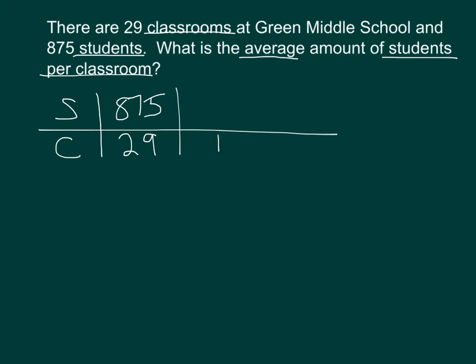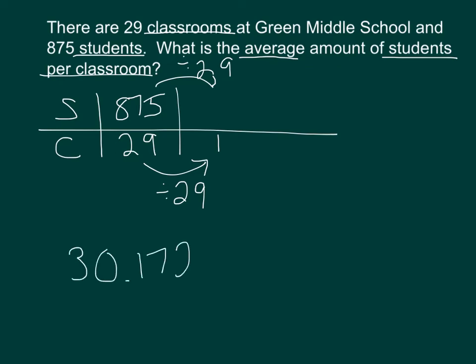I'm simply going to look at the ratio table and try to get to 1. I know any number, no matter how bad it is, if I divide by itself, I'm going to get 1. So I do 29 divided by 29. Now if I do that on the bottom, I have to do the same thing on the top. So 875 divided by 29. Now, in my calculator, when I do that, I get 30.1724 and a whole bunch more stuff.